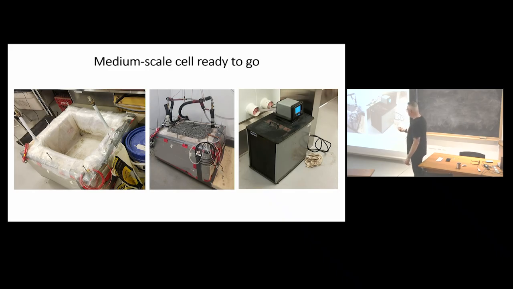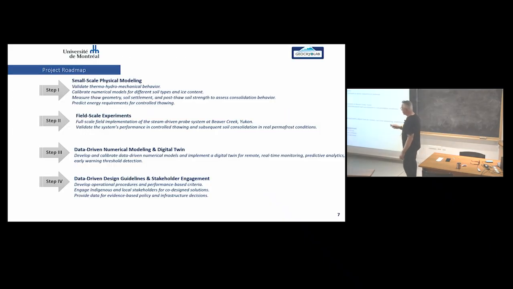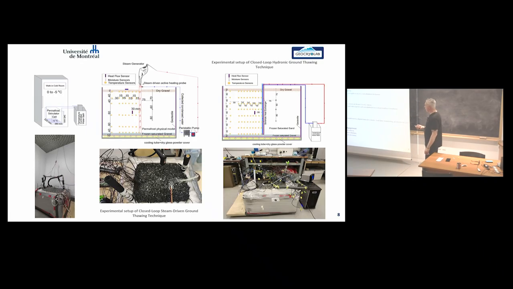So this is what we do. We are at the field scale experiment. We are at the small scale experiment. This summer, we're trying it in the field, about half the size of the room. Then we develop a numerical model, a digital twin, and then we will arrive with design guidelines for engineers and stakeholder engagement.